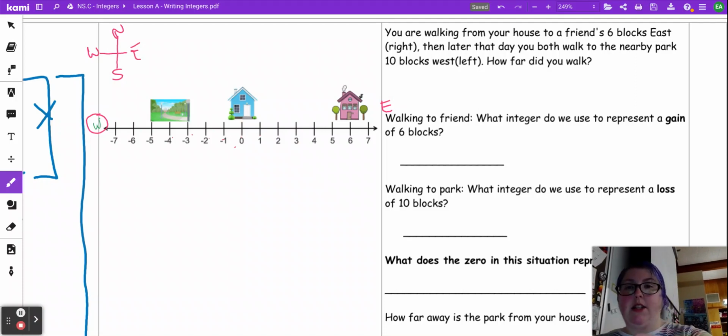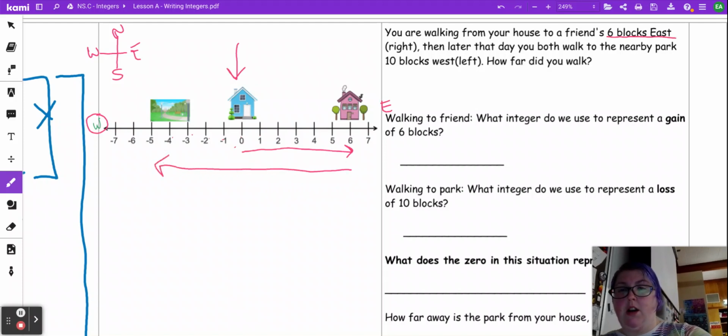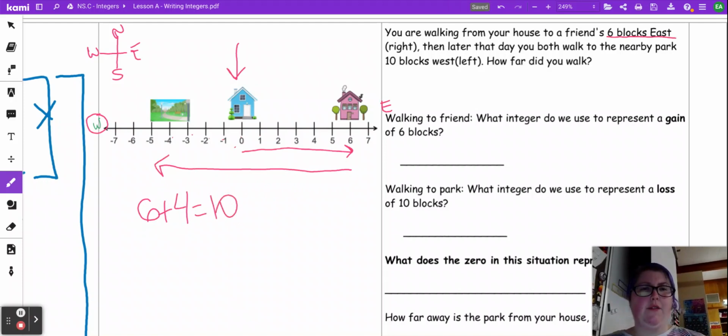So your house has to be the blue one because you are going to walk 6 blocks. So from 1 to 6, you walked 6 blocks east and then stayed at your friend's house for a little bit. Later that day, you walked to the park west, so the opposite direction, 10 blocks because you went from 6 to -4, and 6 plus 4 is 10. That's where we got the 10 blocks. So how far did you walk?